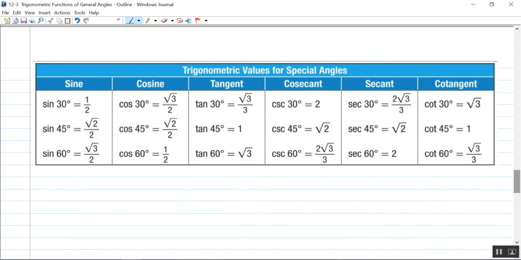Okay, here's a chart from your textbook that probably is about a good time to memorize. Okay, the trigonometric values for our special angles. And remember, in geometry we had 30, 60, 90 right triangles and 45, 45, 90 right triangles. 30, 45, and 60 are going to come up a lot. Actually, you probably only need to focus on the first 3 columns, sine, cosine, and tangent of a 30, 45, and 60 degree angle. Now, how do we get these?